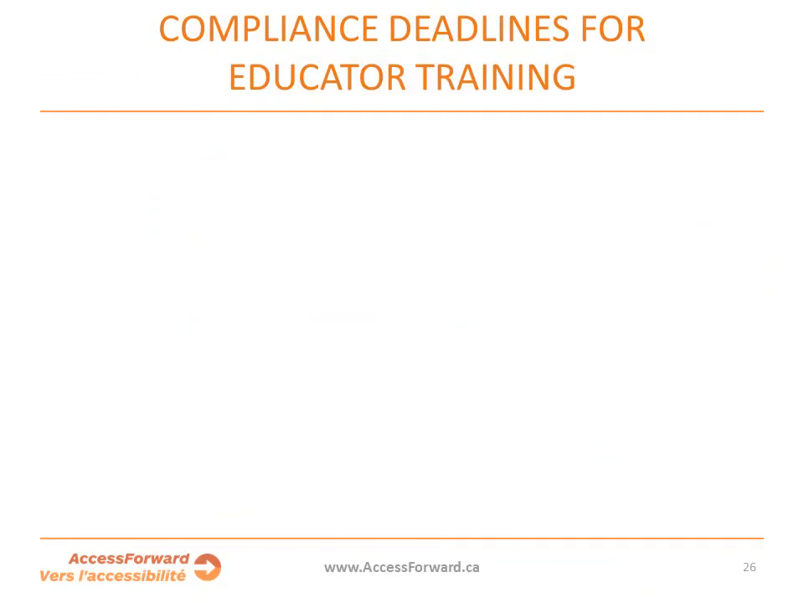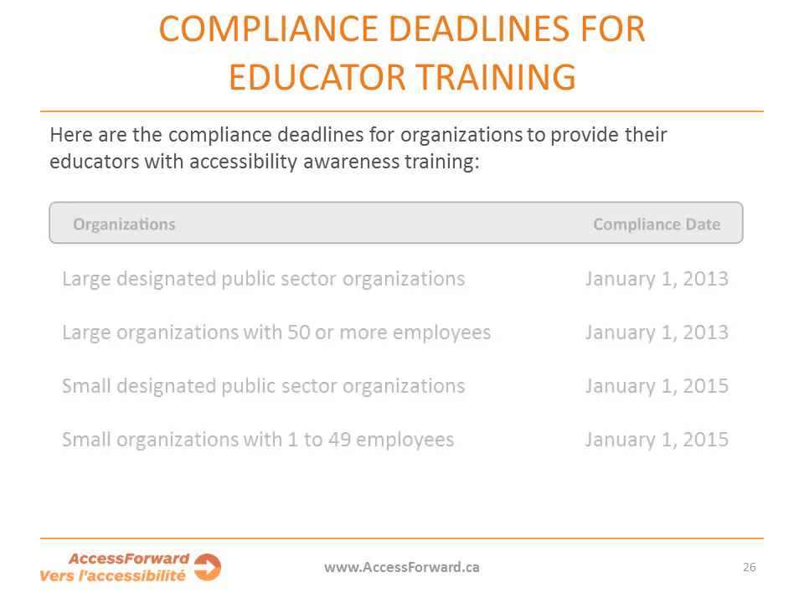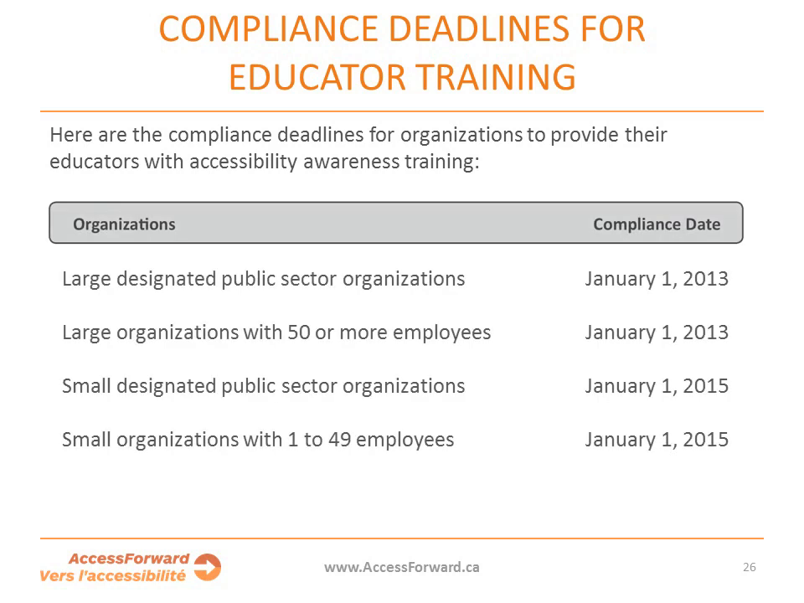Compliance deadlines for educator training. Here are the compliance deadlines for organizations to provide their educators with accessibility awareness training. Large designated public sector organizations must comply by January 1st, 2013. Large organizations with 50 or more employees must comply by January 1st, 2013. Small designated public sector organizations must comply by January 1st, 2015. Small organizations with 1 to 49 employees must comply by January 1st, 2015.